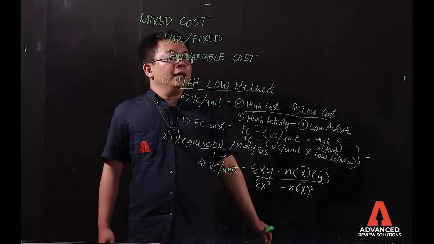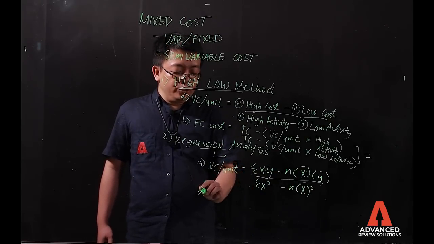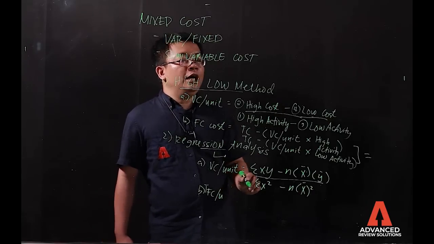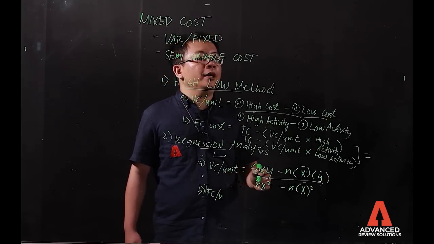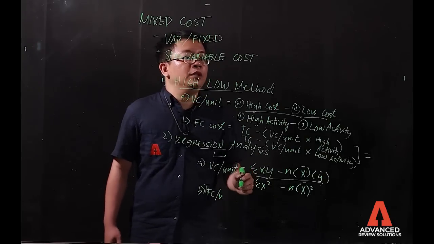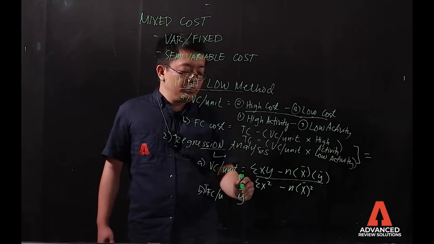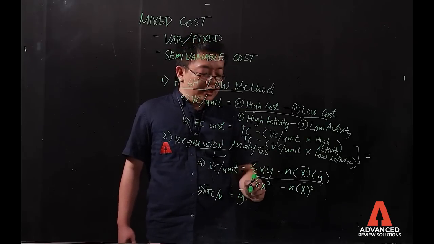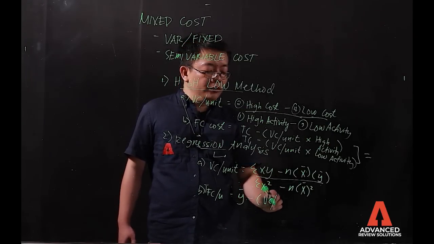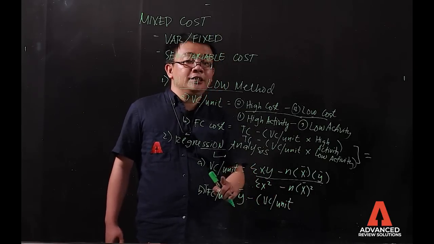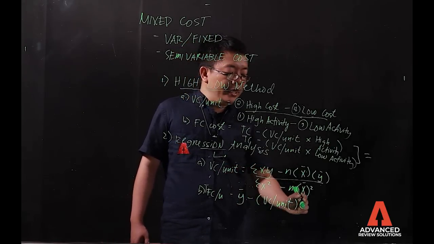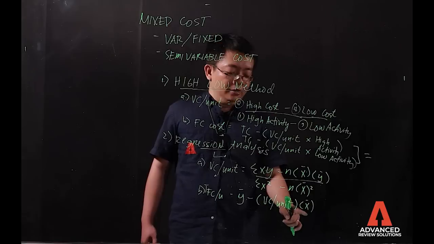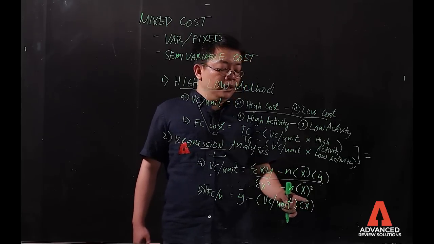After that, we also compute for your total fixed cost. How do we compute your fixed cost? Fixed cost can be computed as Y average, where Y is the cost, minus the variable cost per unit, which we computed earlier, multiplied by your X average, which is your activity average.